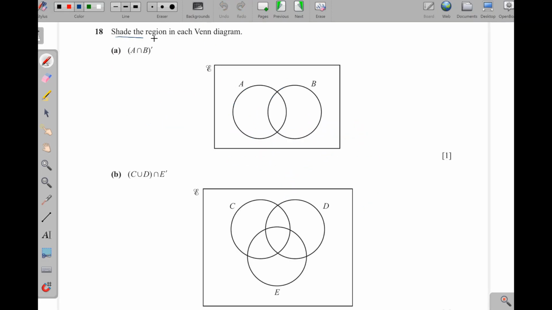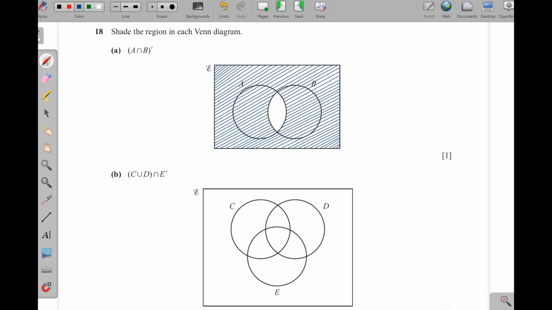Question 18. Shade the region in each Venn diagram. We have A intersection B complement. A intersection B is this one here in the middle. But when they say complement, that means outside of this. So we are going to shade everything outside of this region. We only leave this region here, like that.